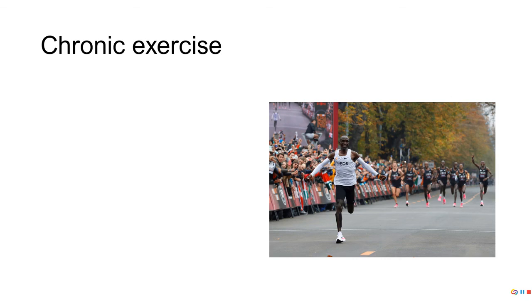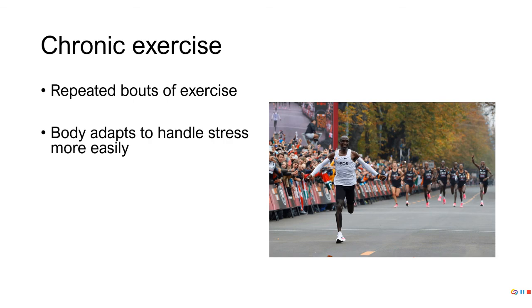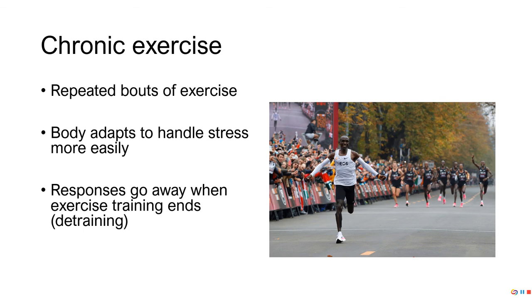Chronic exercise, on the other hand, consists of multiple bouts of exercise over time. This causes your body to adapt so that you can handle the stress. Stopping a bout of exercise doesn't cause the adaptations to go away. Instead, these adaptations go away after you stop training. An example of this would be resting heart rate decreasing after experiencing chronic aerobic exercise.